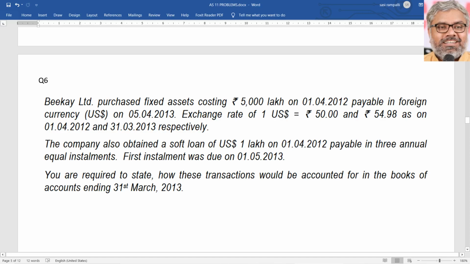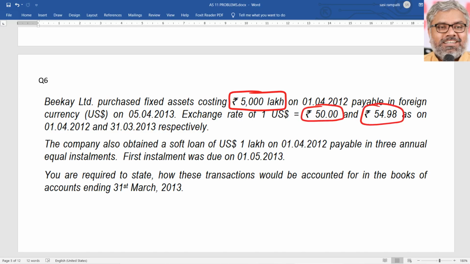Similar question once again; this was also a past exam question. BK Limited purchased fixed assets costing 5,000 lakhs rupees on 1/4/2012, payable in foreign currency on 5/4/2013. It is 1 year only, so we cannot say FCMITD and all, that will be too much. But yes, the capitalization option will be there if there is any fluctuation. The exchange rate of $1 was 50 rupees and 54.98 rupees as on 1st April 2012 and 31st March 2013 respectively.